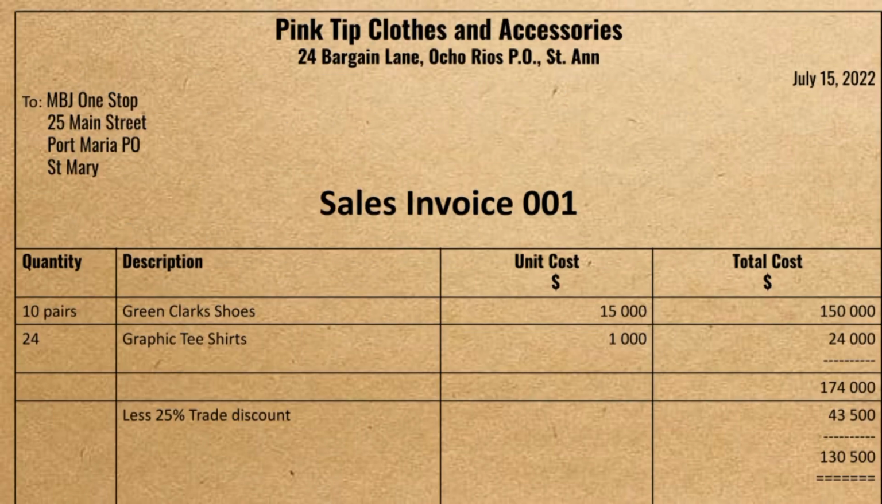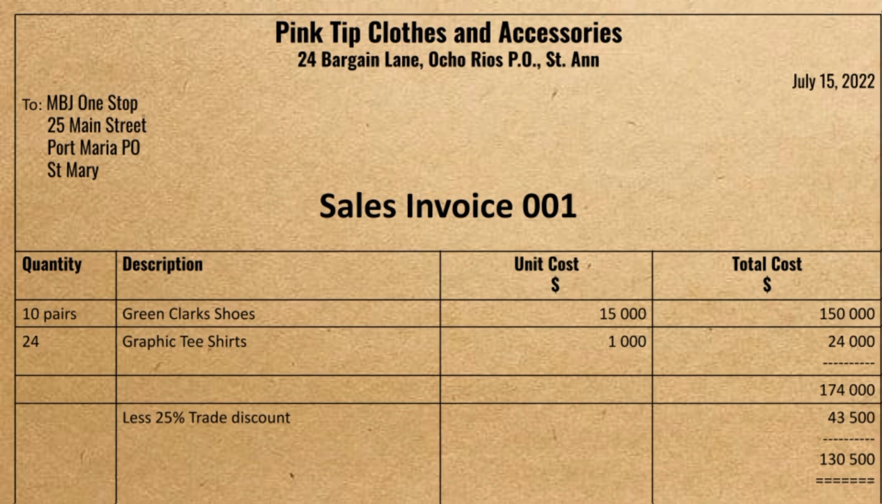Here is an example of a sales invoice. Take note of the information presented here. If you are asked to prepare a sales invoice in the future, this is what you will be expected to prepare. First, your invoice must have the name and address of the organization selling the goods or preparing the invoice. In this case, it is Pink Tip Clothes and Accessories of 24 Bargain Lane, Ocho Rios P.O. St. Anne. You may add a telephone number if asked. Next you must have the date that the invoice is prepared. In this case it is July 15, 2022.